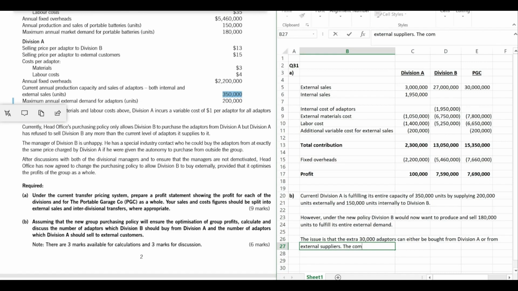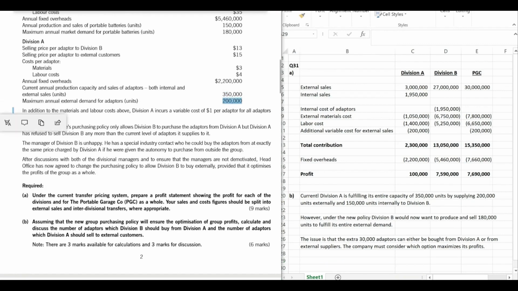The company must consider which option maximizes its profits. Now, first off, let's just analyze the existing 150,000. Do they have to change that, or should they start buying 150,000 from external suppliers as well? No, because as long as A has spare capacity, so it has spare capacity of 150,000 because the external demand is only 200,000, the company will always say that Division B should buy internally. Why? Because if Division B buys internally from Division A, the money remains within the company. It goes from one division to the other. It doesn't go outside the company. So that's good for the company.